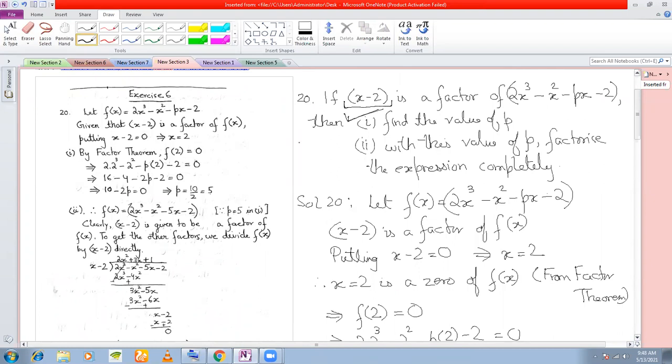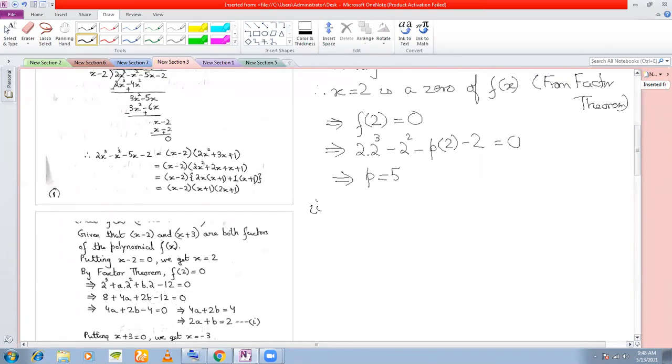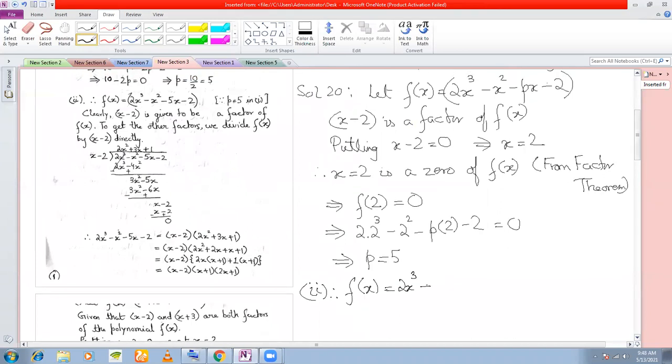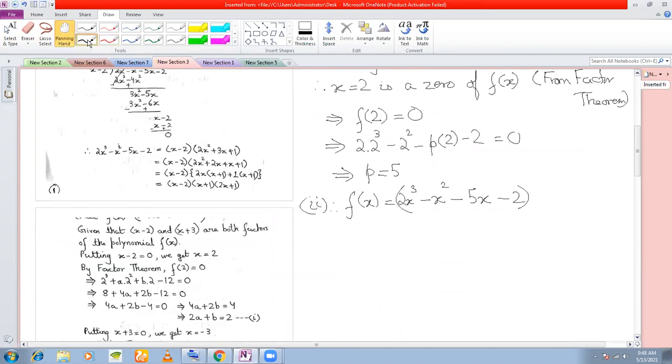Now we come to the next part of the question, which says with this value of p, factorize the expression completely. So once you get the value of p, what does this fx become? So therefore, fx must be equal to 2x cube minus x square minus px, 5x minus 2. This is your fx, right? Once you have got the value of p, you can put the value of p in fx, and this is what you get.